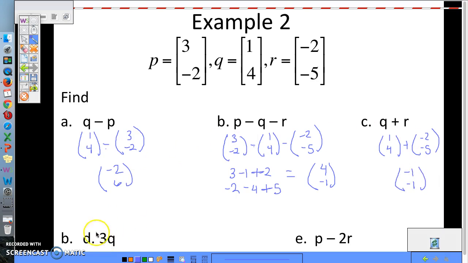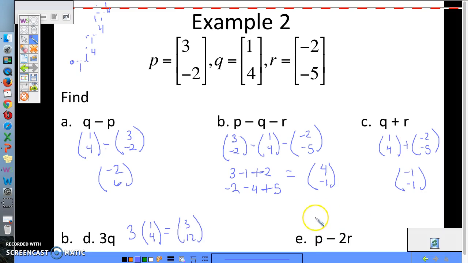3Q, this is what we call multiplying by a scalar. All we're doing is taking 3 times Q, multiplying each component by 3. It's like we're extending that length 3 times. So we go 1, 4, 1, 4, 1, 4. Total we're going over 3 and up 12.